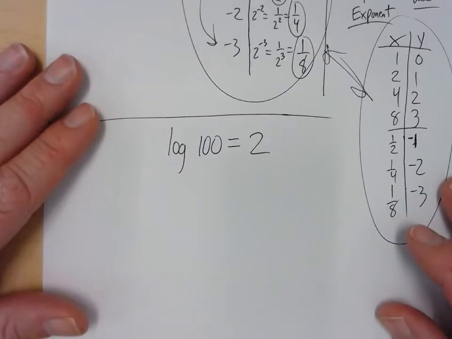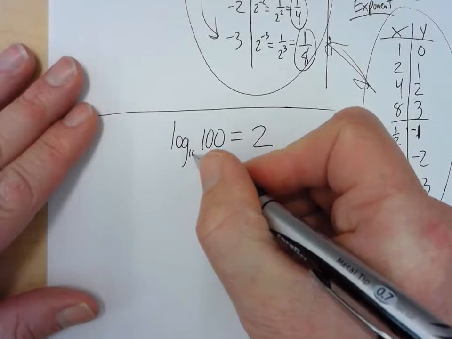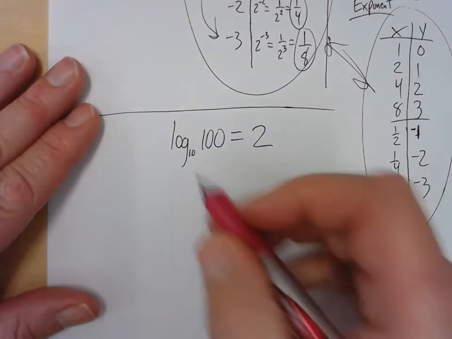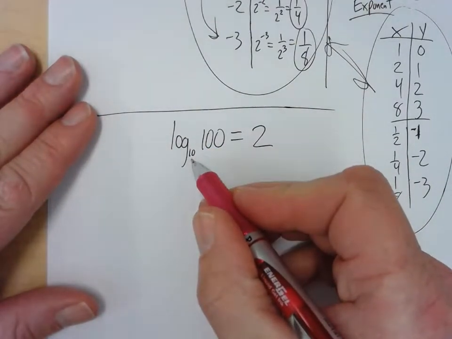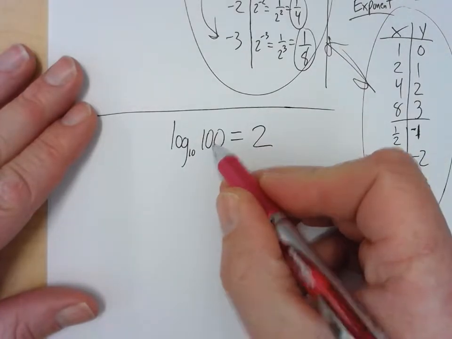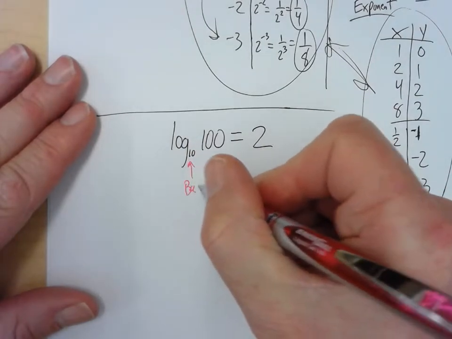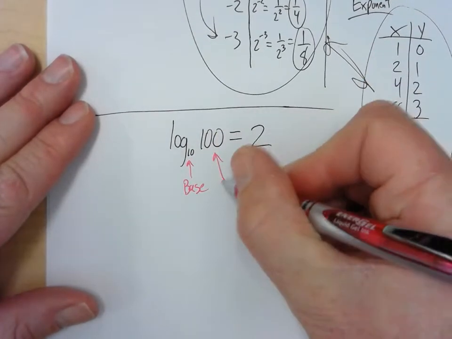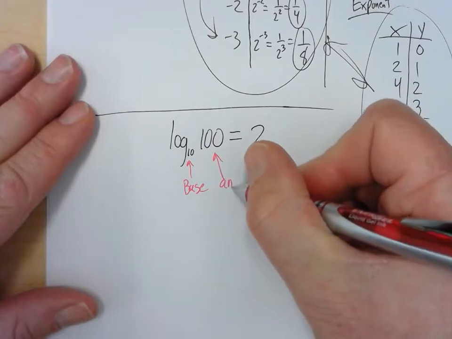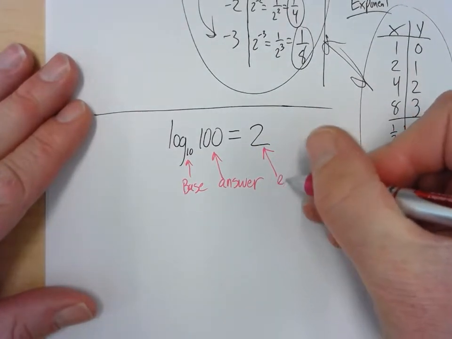So here's this connection again. Log on the calculator with nothing there means log base 10. So you can kind of see the connection here between the exponential and the log. So 10 to the second power is 100. So this is the base. This is the answer. And this is the exponent.